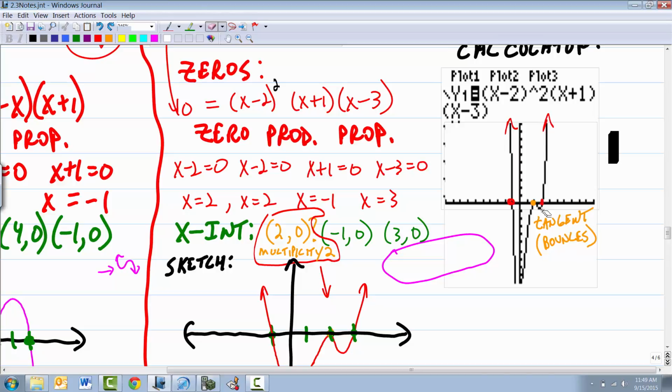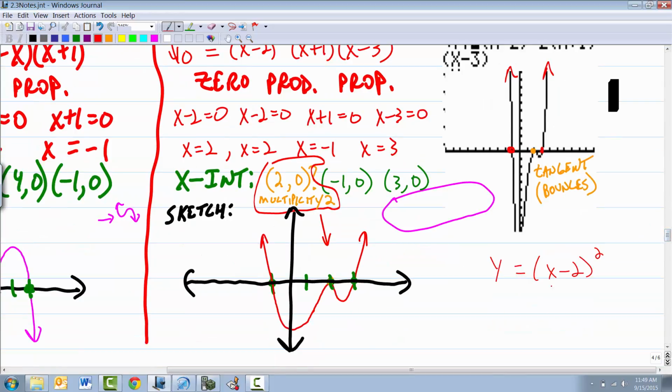And actually, I could explain it with a parabola. If you just had a parabola y equals x minus 2 squared, you know that this is just a parabola shifted to the right 2, and it looks like this. What's the graph doing to the x-axis? It is just what? Touching but not going through to the other side. That's actually called tangent. That sounds like a trig word. Tangent to the x-axis at that double zero. So you need to know that.